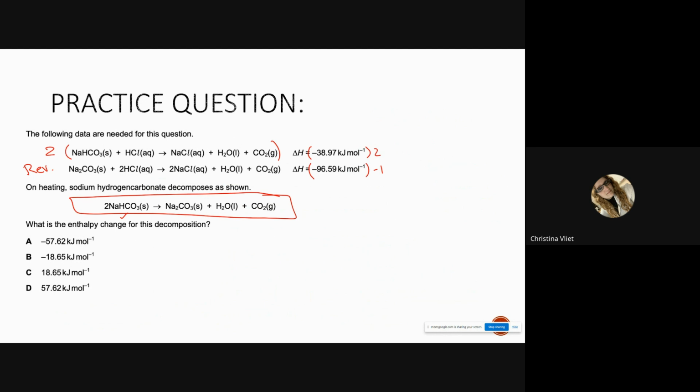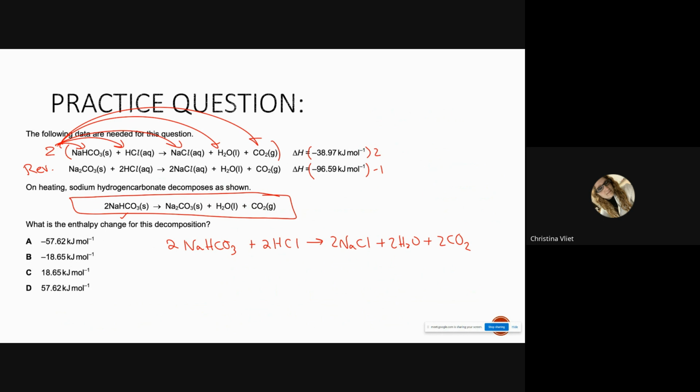And so I'm going to distribute this to everywhere. You agree? 2 multiplied by the whole thing. So I get 2 NaHCO3, and I'm eliminating states of matter because I don't want to write that extra stuff. 2 HCl, 2 NaCl, 2 H2O, and 2 CO2. Yes?